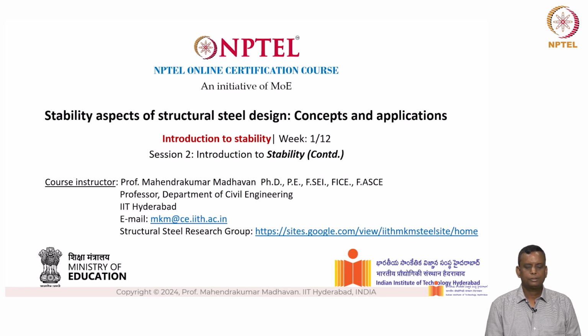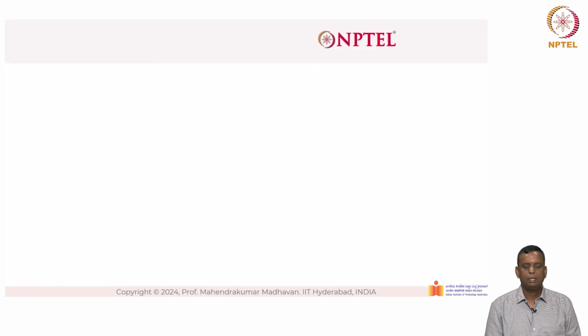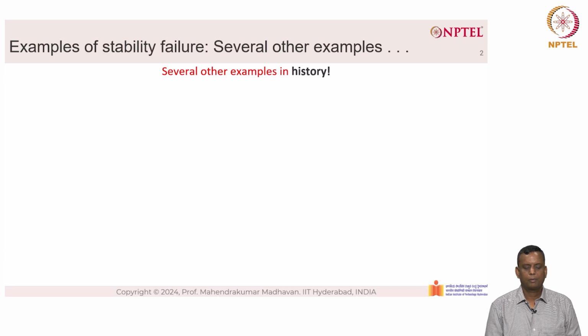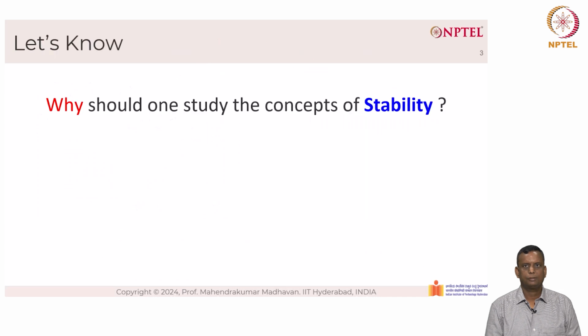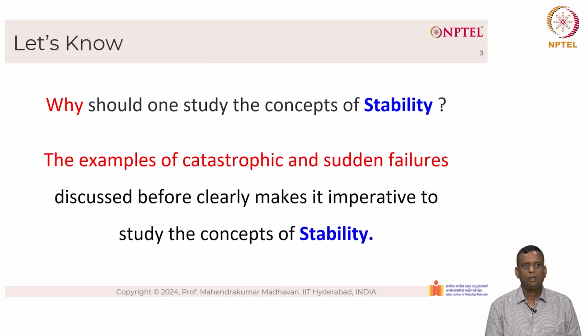In the last lecture, we have seen examples of stability failures such as the Ronan Point collapse, Hyatt Regency Skywalk collapse, I-35 bridge collapse, Ambience Plaza collapse, Tay Bridge collapse, and Tacoma Narrows Bridge collapse. One thing that can be observed is that all the failures were catastrophic and sudden in nature. This is the reason that we study the concepts of stability, because the examples of catastrophic and sudden failures discussed before clearly indicate that it is imperative to study the concept of stability.